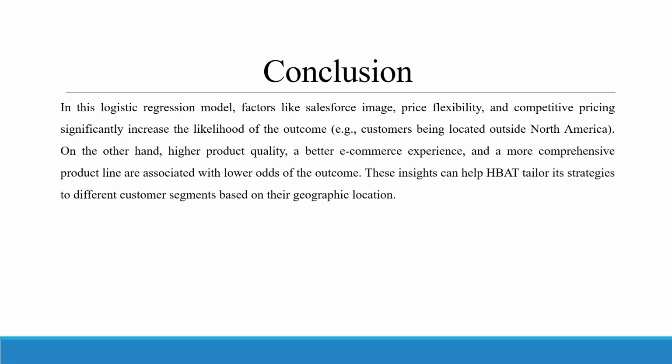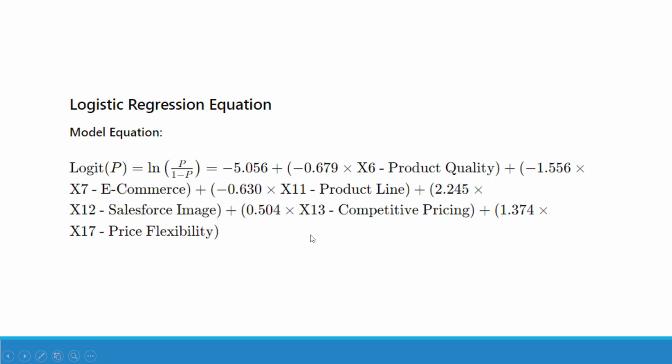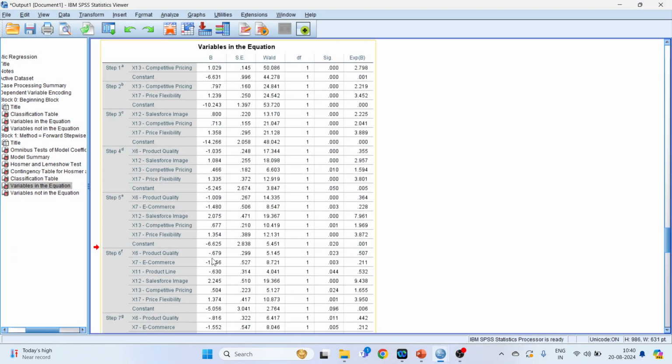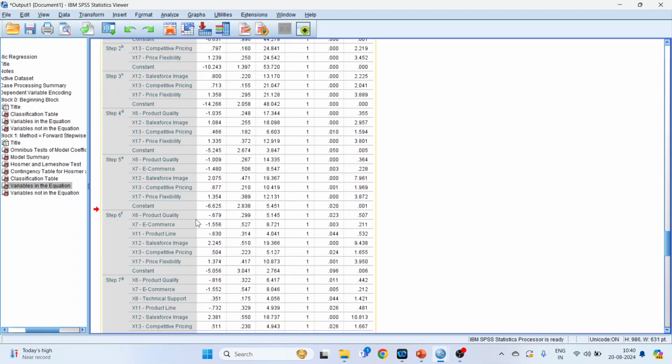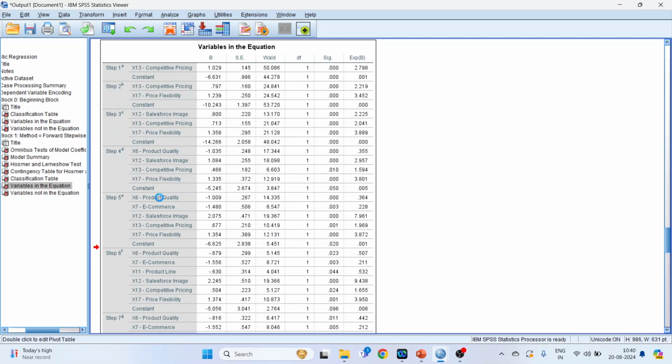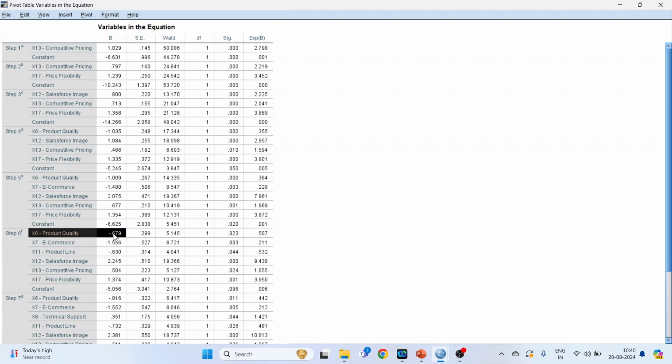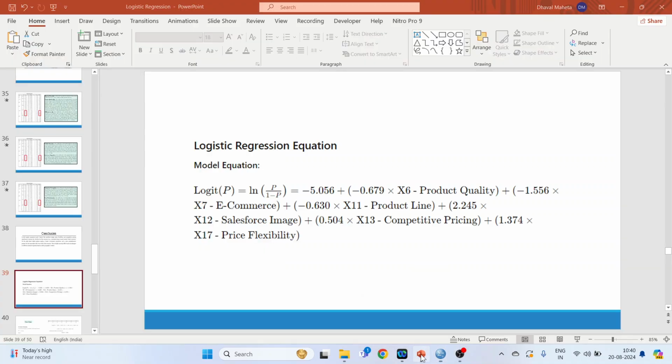Now, what is the equation which we have made? It is based on this one: X6 multiplied by 0.679, X7 minus 1.556, X11 minus 0.630, X12 into 2.245, X13 into 0.504, X17 into 1.374. You can see here it's the same equation.